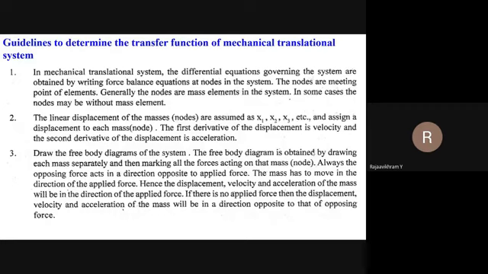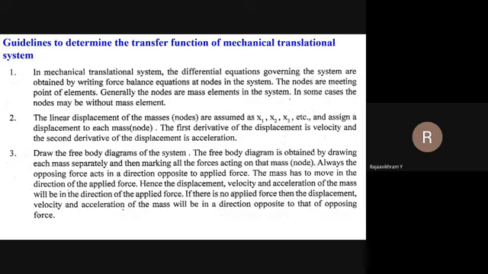And then the second point, the displacements x1, x2, x3 will be given. You have to assign the displacement for each node. The first derivative of the displacement is velocity, and the second derivative, as I already showed, is acceleration. So the first point is to write the differential equation for the given system. Then the second point, find out the node, the meeting point of the connecting elements. Third, you have to see what displacements are given: x1, x2, x3 are given.